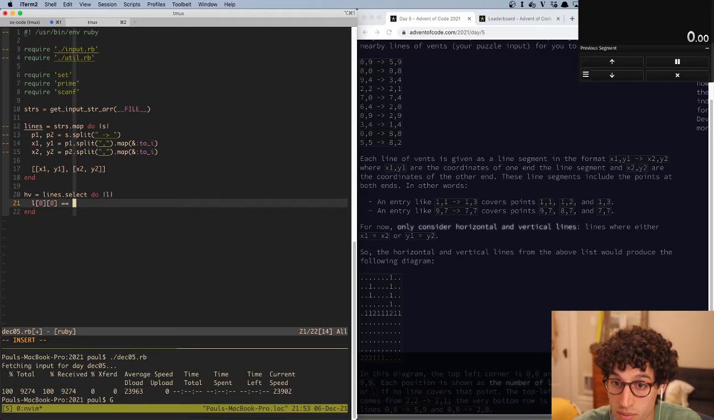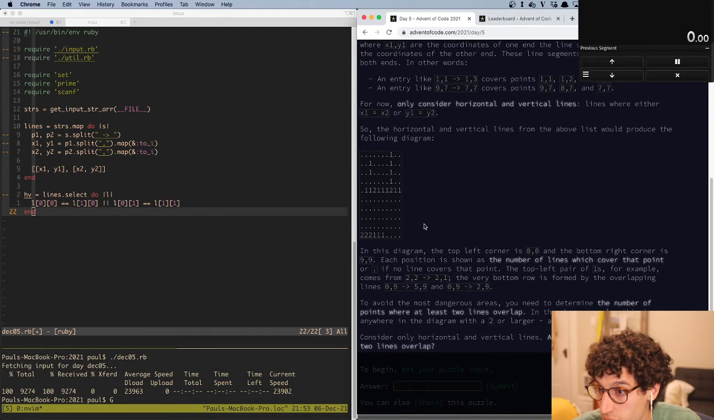hv = lines.select, l[0][0] equals l[1][0], or l[0][1] equals l[1][1].